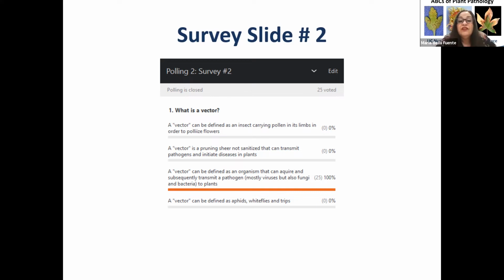So a vector is any organism, but it needs to be alive, that can acquire and subsequently transmit the pathogen. And anything can be a vector. If I acquire it, I cannot transmit it, because most of the diseases that a human being acquires cannot be transmitted to plants and vice versa. So thank you, very well.